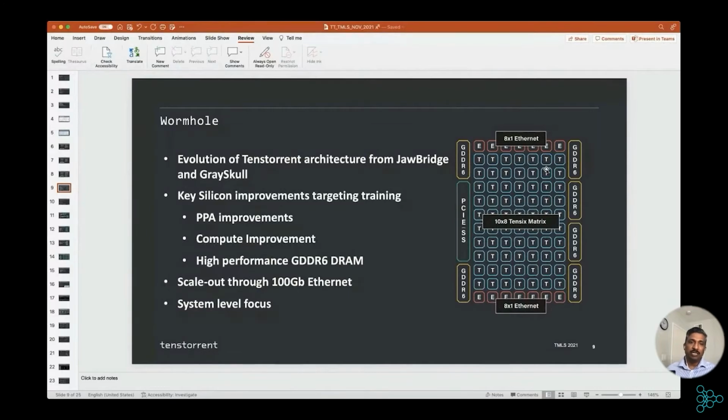So Wormhole really was an evolution from Jawbridge and Grayskull. We had some key silicon improvements on PPA: power, performance, and area. We were able to improve the compute and also provide a high performance DRAM interface. And as I said earlier, the 100 gigabit Ethernet really opens up the scale out capability. You can start connecting these modules to create the right configuration for your needs. This really opened up our system level focus. More than a chip level, we are now building systems, using a system level approach.